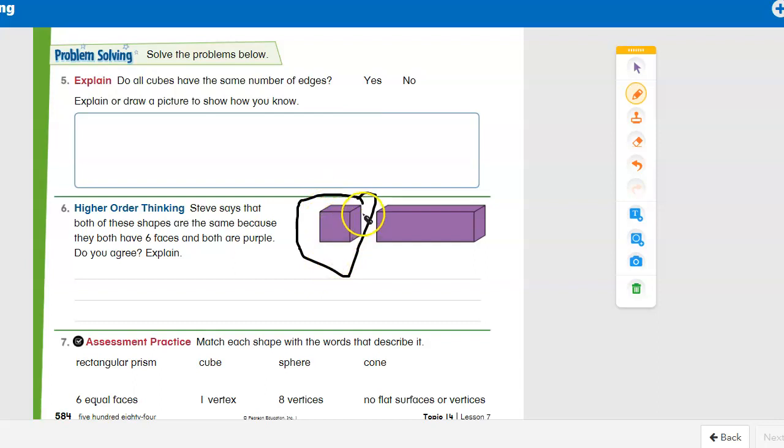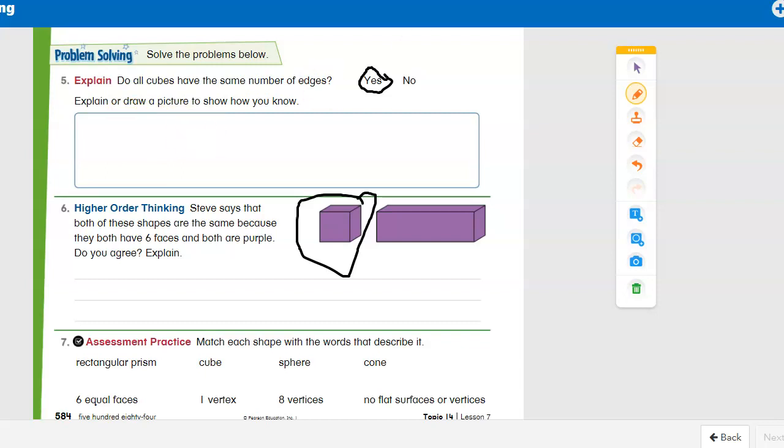Let's do this one together because this one it might be a little tricky for you to draw. So let's answer the question. Do all cubes have the same number of edges? So remember, edges are all of these straight lines going through the cube. So do all cubes have the same number of edges? Our answer is yes. So go ahead and circle yes. Now it wants us to explain or draw a picture to show how we know.